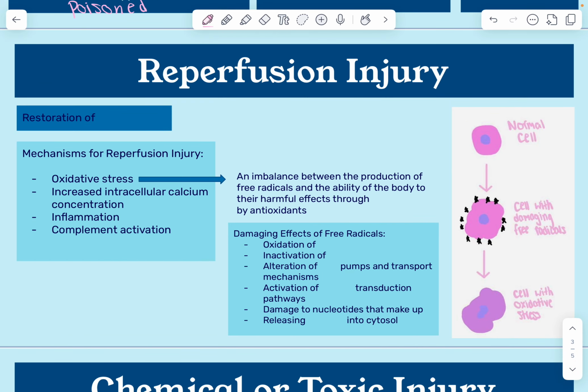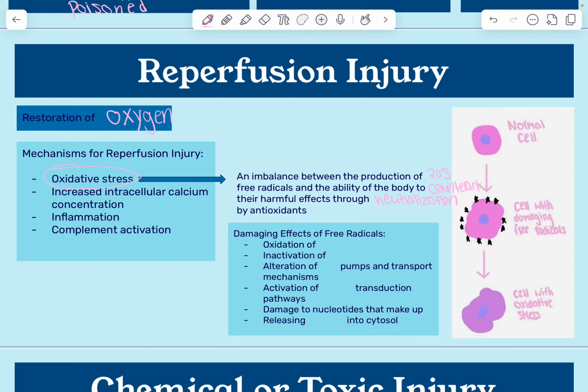So moving on to reperfusion injuries. These injuries are caused by the restoration of oxygen to the cell. And the different mechanisms include oxidative stress, increased intracellular calcium concentration, inflammation, and complement activation. So the one I'm mainly going to go over is oxidative stress, and this is caused by an imbalance between the production of reactive oxygen species and the ability of the body to counteract their harmful effects through neutralization by antioxidants.